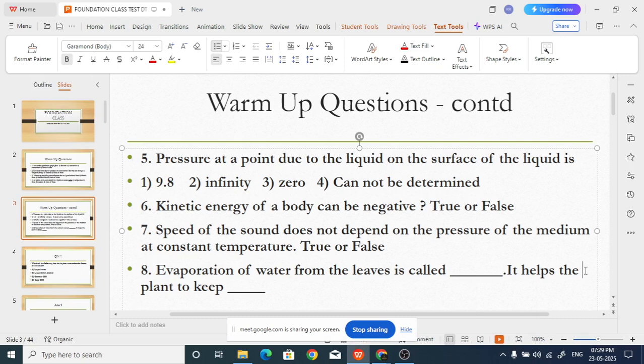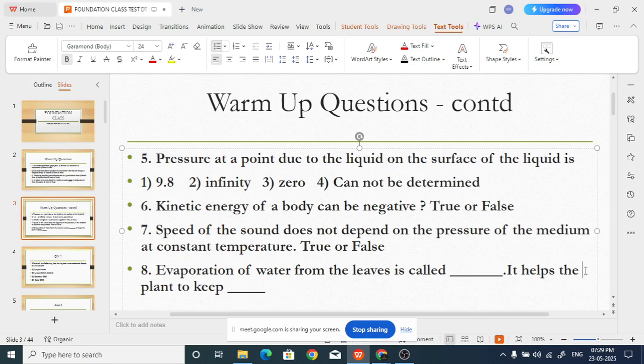Only when there is energy, there will be pressure. On the top surface of the liquid, what is h? On the top surface, h is 0. So potential energy is 0, mgh is 0. That is the reason we said that pressure on the top surface of liquid due to liquid is 0.